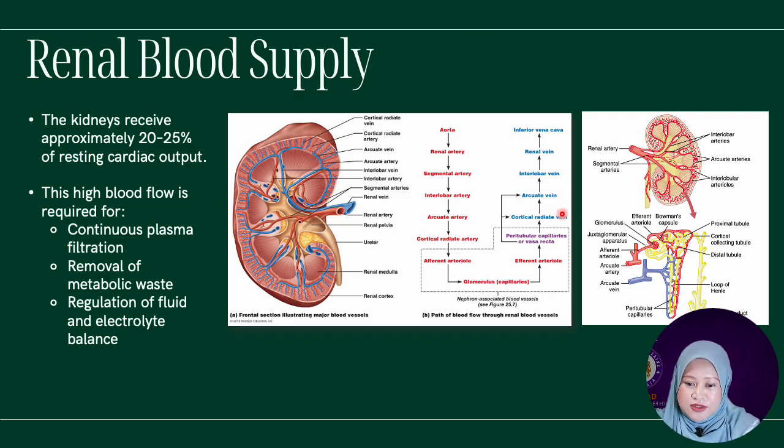So after passing through these capillary networks, blood drains into the cortical radiate vein, then into arcuate veins, interlobar veins, and finally into the renal vein. And then the renal vein returns the blood to the inferior vena cava and back to the heart.